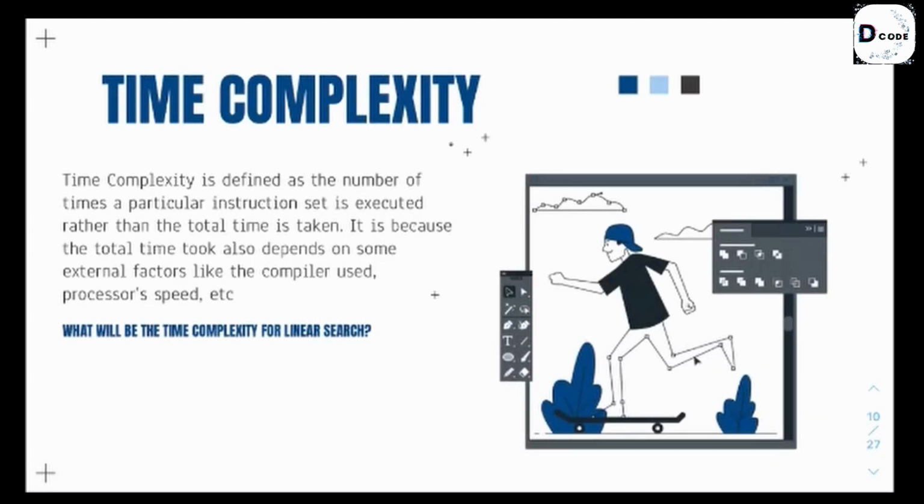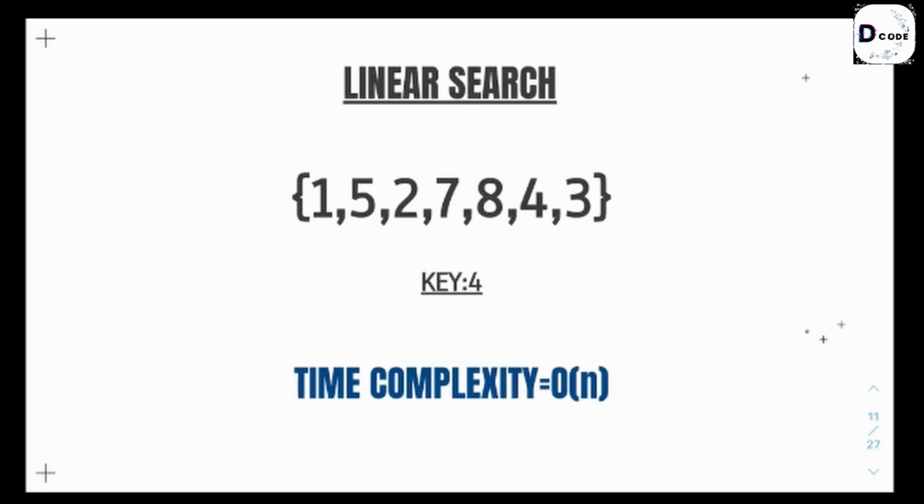Let's check the time complexity. Always remember, for a good program, time complexity plays a major role. It is defined as the number of times a particular instruction is executed rather than the total time taken. The total time also depends on factors like compiler used and the processing speed. So according to you, what will be the time complexity for linear search? Time complexity for the linear search is O of n, which means when the compiler starts searching, it will iterate through n number of elements that are present in an array. So therefore, the time complexity of a linear search becomes O of n.